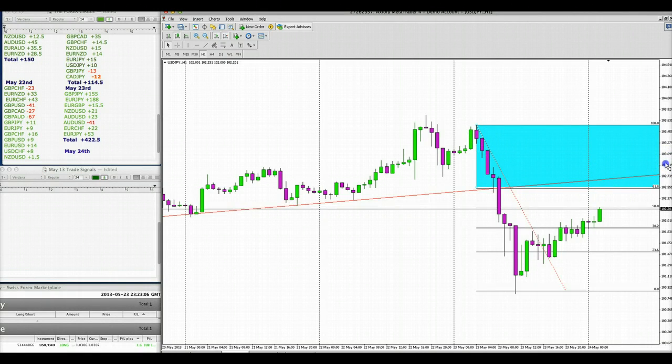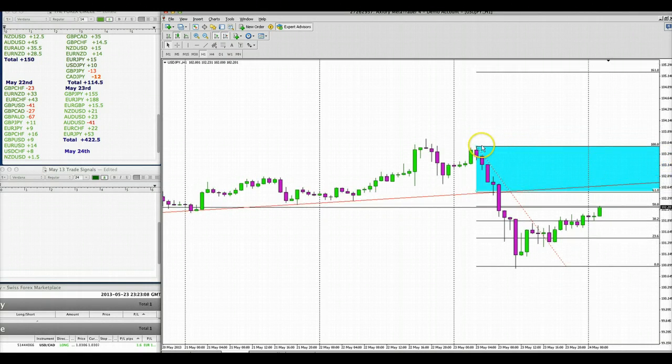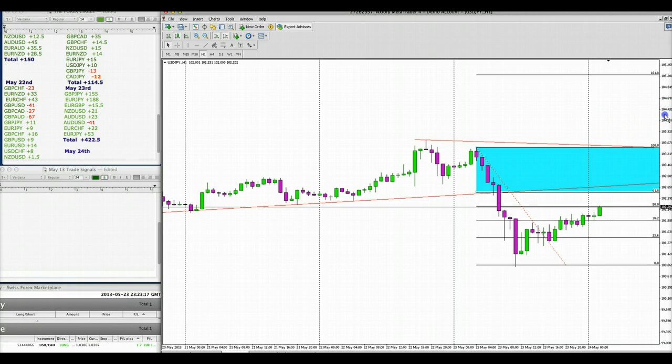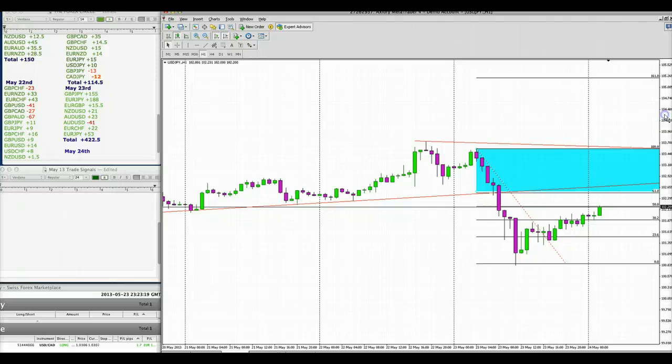And the only way this can turn around and convince us that we're still in an uptrend is if it breaks the swing highs of 103.64, and then we're going to be seeing 104.40, 104.74. Okay, so that's USD yen.